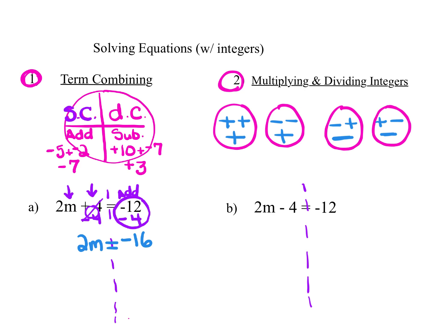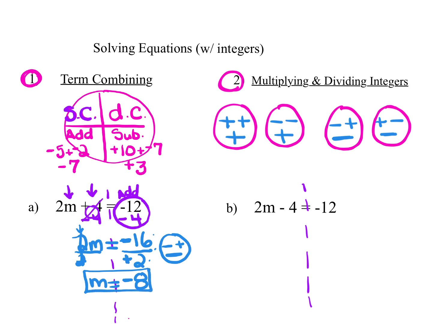Now we need to get rid of the coefficient 2. We'll divide both sides by a +2. These will make 1, and m is now alone. But over here, please draw the Margar face. It's a negative and a positive. A -16 divided by a +2. Her eyes are different. You're going to get a negative result. 16 divided by 2, well, that's 8. So the answer to this one is m equals -8.